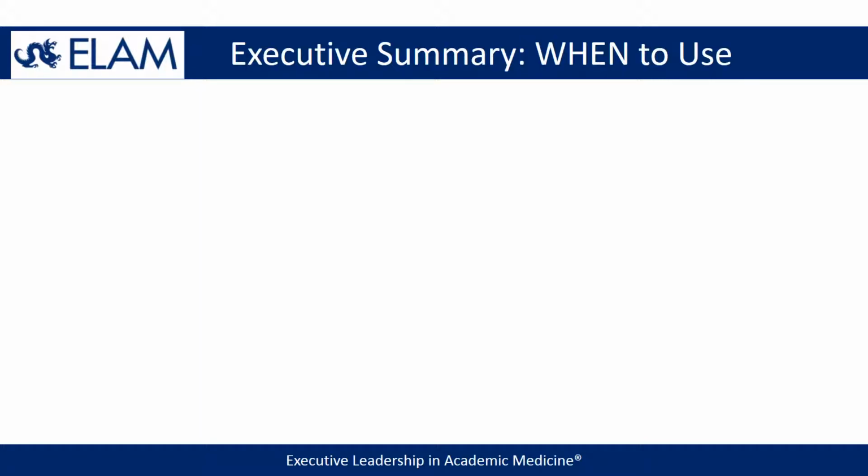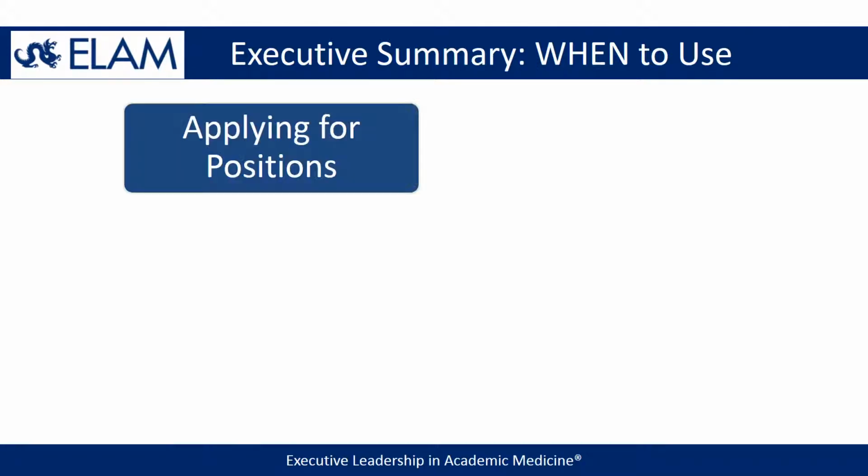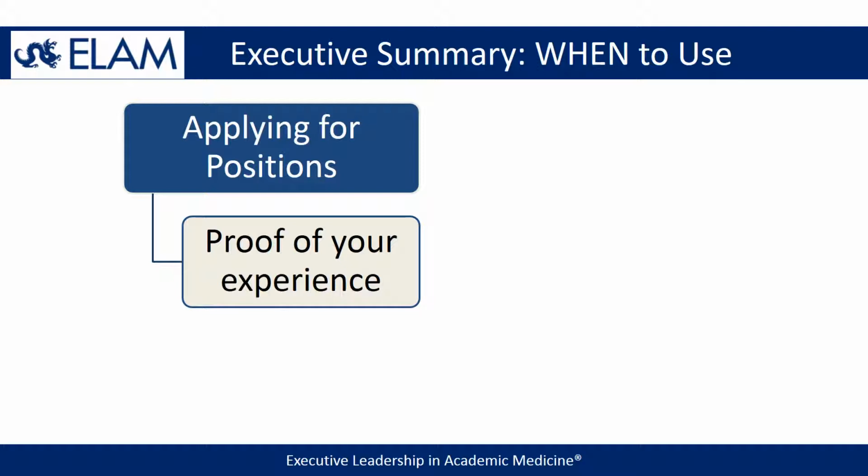First, when do you use an executive summary? There are two major ways to use it. Probably the most common use of the executive summary is as a companion document to accompany a traditional external CV when applying for administrative leadership positions. It proves that you have the right experience to fit the job needs, so your application is not triaged out.